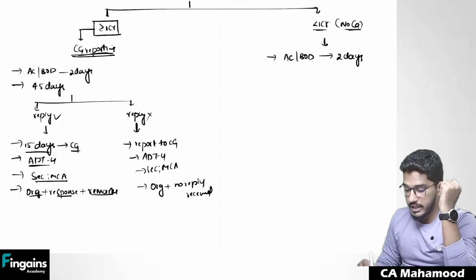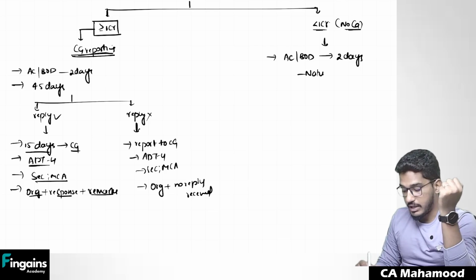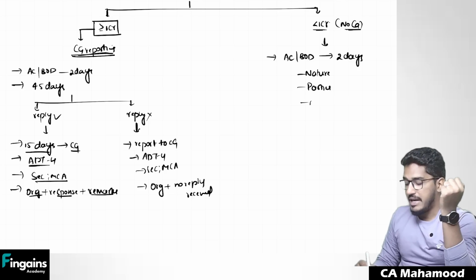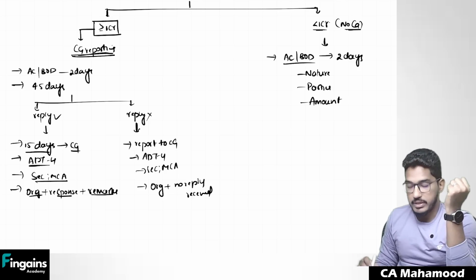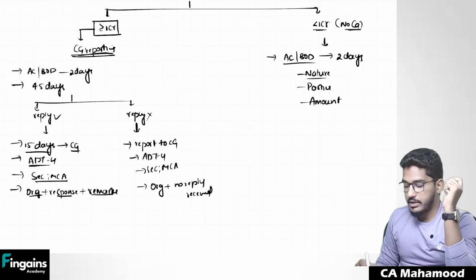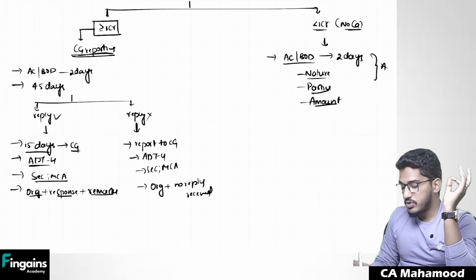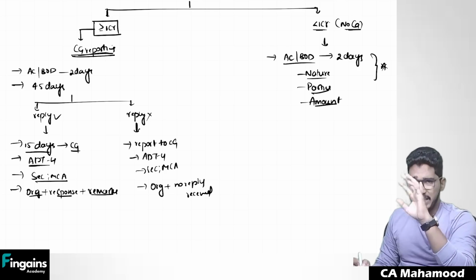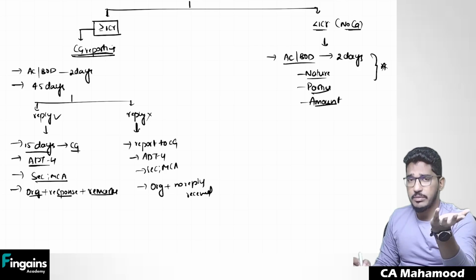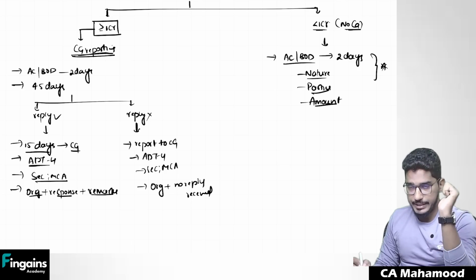Sir, what and all I have to communicate? What and all I have to report to the audit committee or board of directors? Nature of fraud along with description. Who are the parties involved in the fraud and what is the amount involved in the fraud? So these 3 things you have to report to the audit committee. Nature of the fraud, briefly describing it, who are the parties involved, what is the amount involved. With that, the auditor's responsibility will come to an end. The moment you report to the audit committee or board of directors, your responsibility will come to an end.